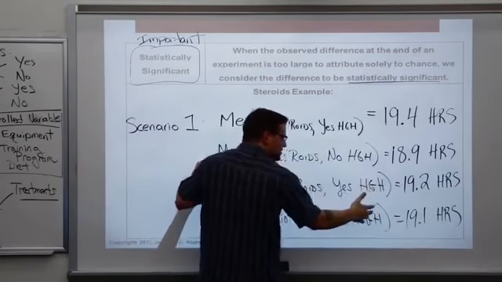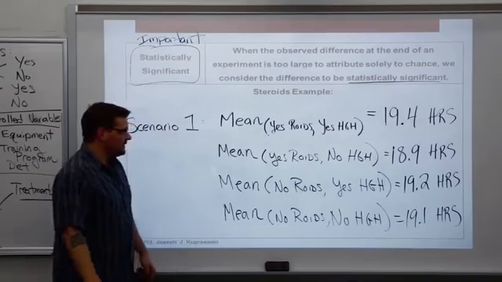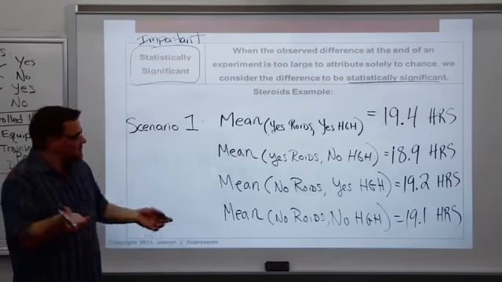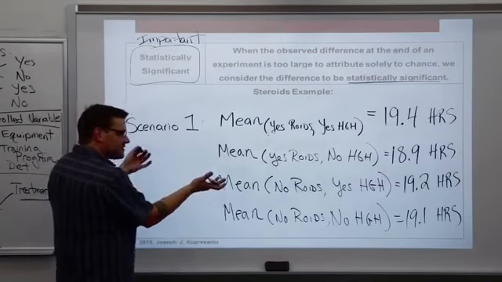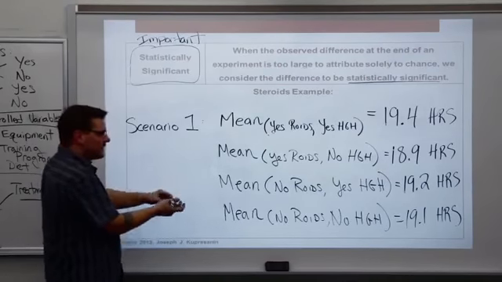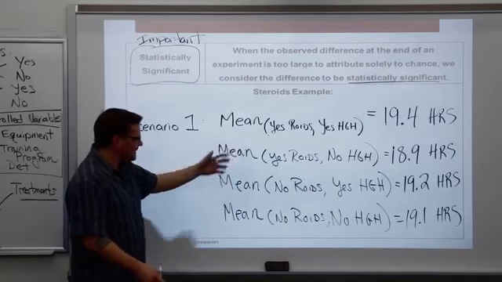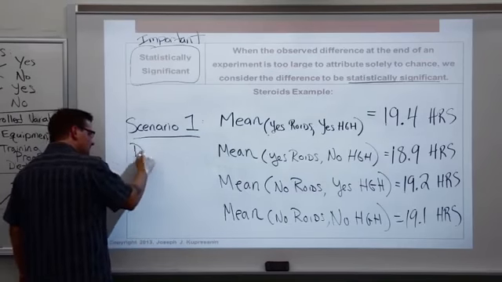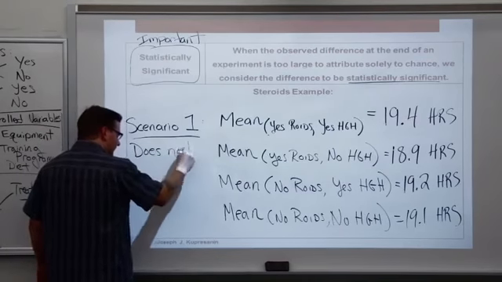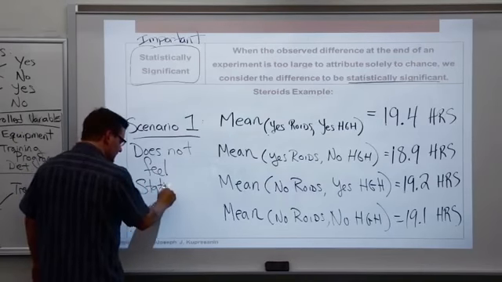Do these means convince you that the roids and HGH is the best? Now, we're not running any formal statistical tests here. We would have to know a lot more information, and actually probably in our Stat 2 class we could make the determination. But this does not feel statistically significant, right? Scenario 1 does not feel statistically significant.